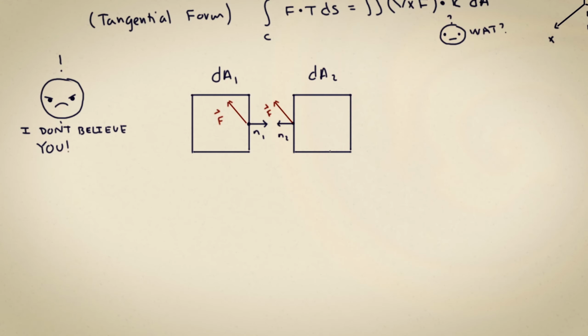I've drawn these two red arrows. Let's suppose that they're the direction that the vector is pointing in. The outward normal vector in dA1 is pointing in exactly the opposite direction of the outward normal vector in dA2. So what that means is that when you project the force field onto N1, you'll get exactly the opposite thing as when you project the force field onto N2.